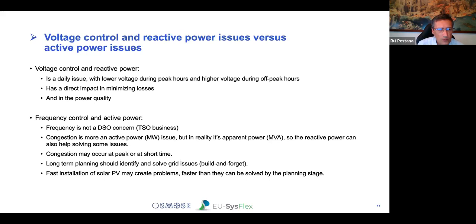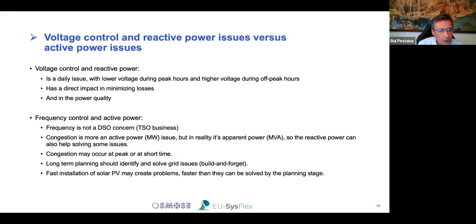Regarding frequency and active control, of course this first statement is a provocation. When I say frequency is not a DSO concern, of course they take this into consideration, but as you know, typically all of continental Europe is controlling the frequency, and mainly the main generators connected to the transmission are looking to the frequency control. But anyway, it has a low priority for the DSO.